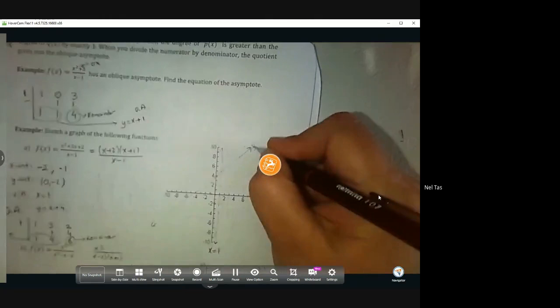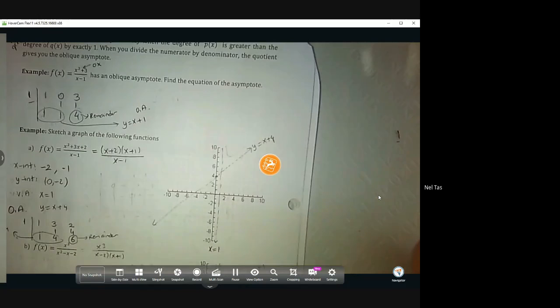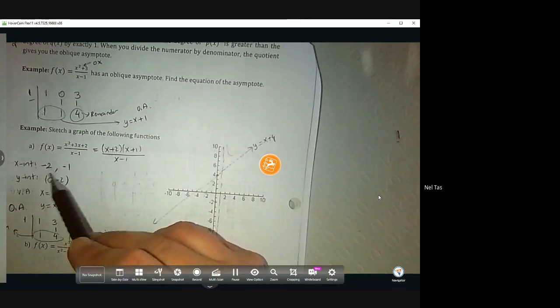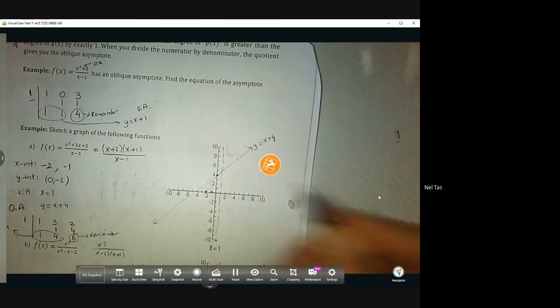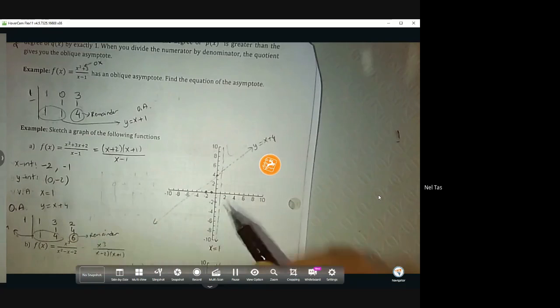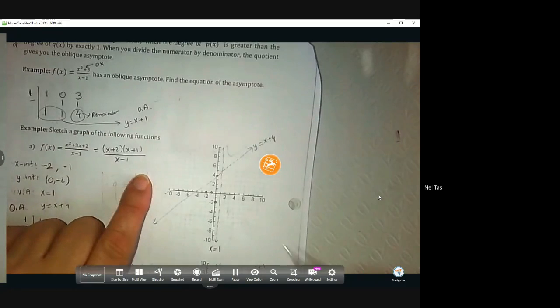So this line is y equals x plus 4, which is your oblique asymptote. Okay, so let's put the points now. We have x-intercepts, negative 2, negative 1. And we have y-intercept, negative 2. Okay, so you can try to sketch it without even doing the factor table, okay?